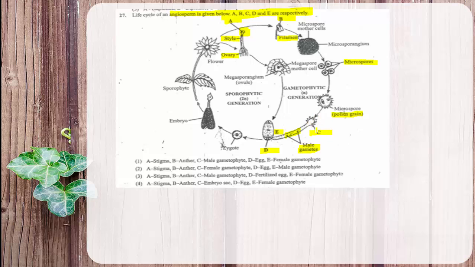Therefore, here C represents male gametophyte and D represents the egg, because it is present in the embryo sac, and E represents the female gametophyte. So the correct option for this question is option A. A is stigma, B is anther, C is male gametophyte, D is egg and E is the female gametophyte, with respect to the labeled parts of the life cycle in the angiosperms.